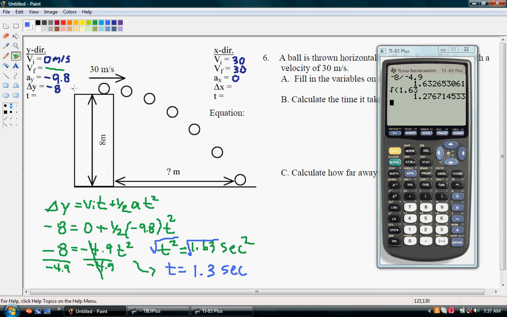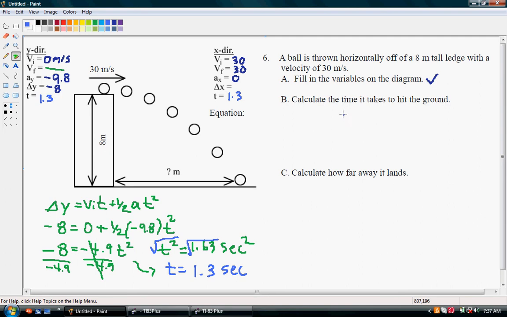So we're going to go ahead and write that in our equation. It takes 1.3 seconds. And we know that since it took that much time in the y direction, it's the same object, it hits the ground at the same time. So it's 1.3 seconds in the x direction as well. So calculate the time. It is 1.3 seconds. But we're not done. We have one more calculation to do. It wants to know, calculate how far away it lands. So it wants to know, what is our range? What is our delta x?